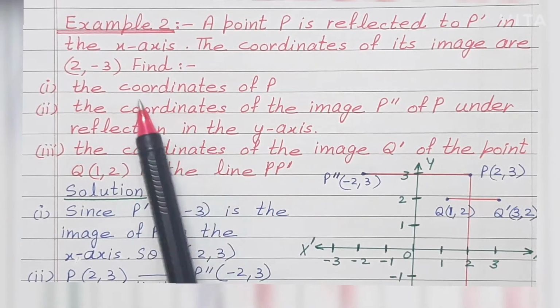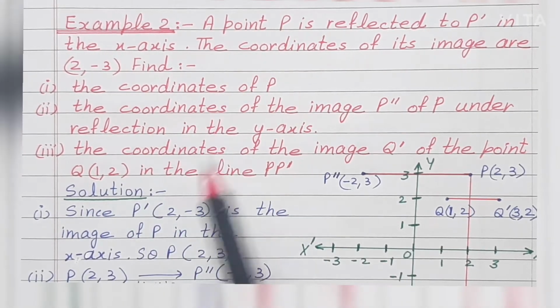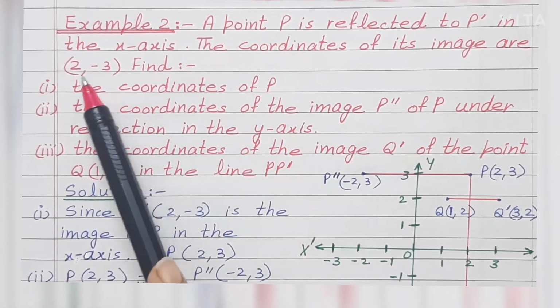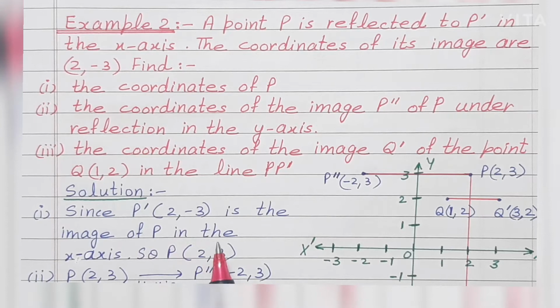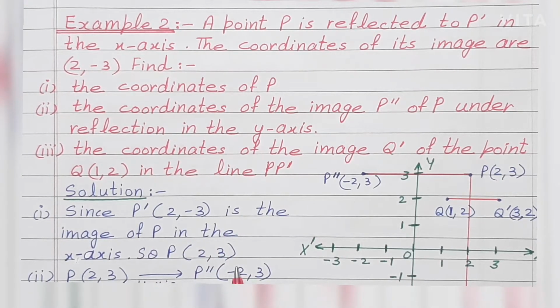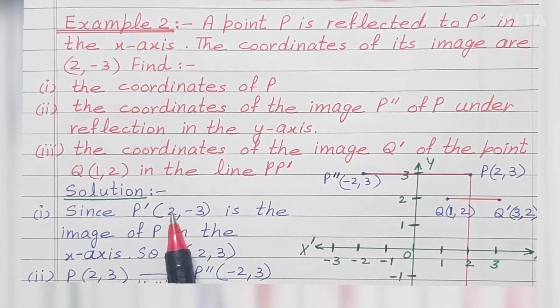So let us find the coordinate of P first. See, P dash is 2 and -3. Clear? So its image will be P 2 and 3. Now children, why 2 and 3? Because it is being reflected under x-axis. When you reflect P (2, 3) under x-axis, it will become (2, -3).